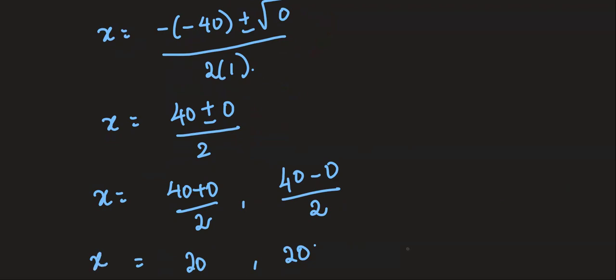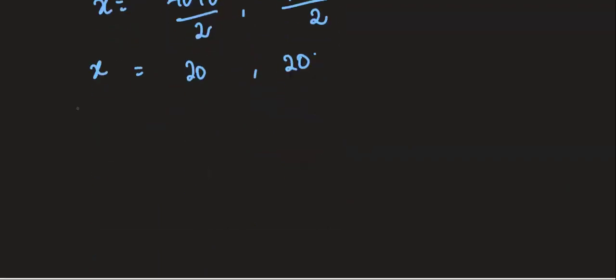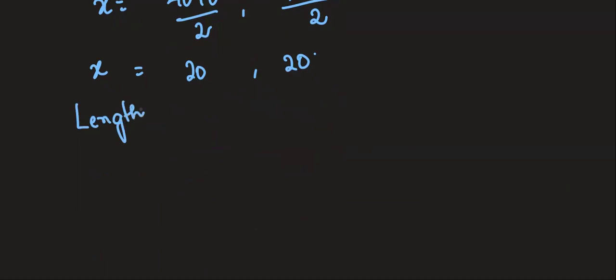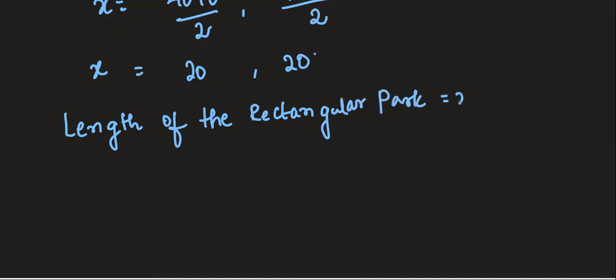Now since we know the x value is 20, now let's find what is x here. We have taken length of the rectangular part as x. So now we have got the answer for the length. So now we know length of the rectangular part, which is equal to x and which is equal to 20 meters.